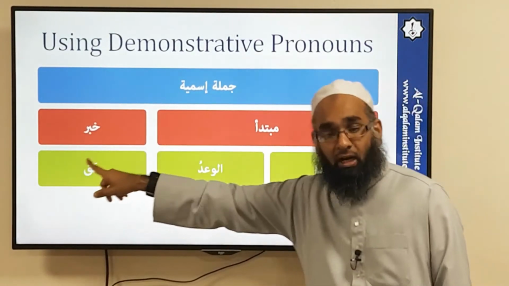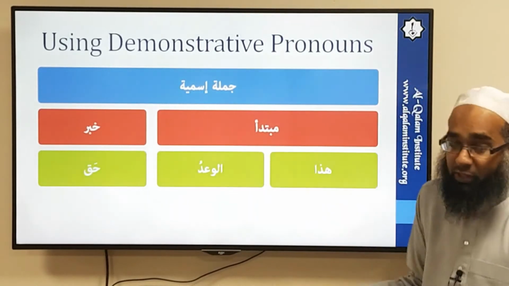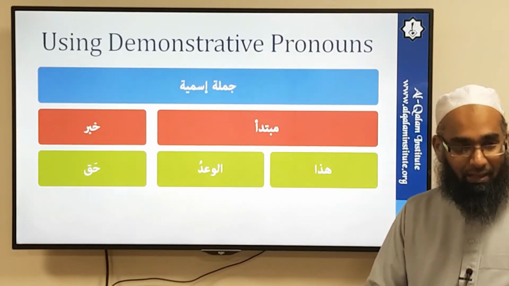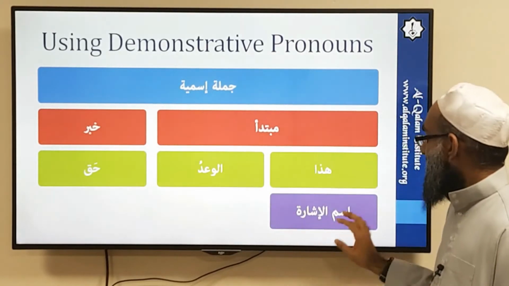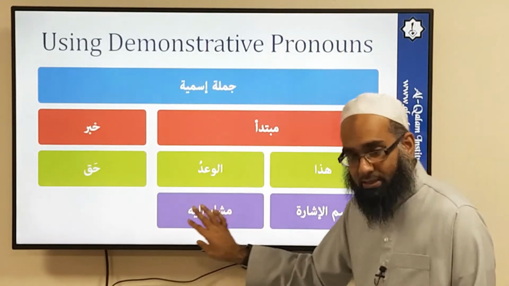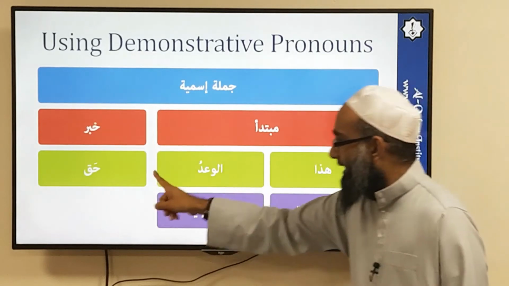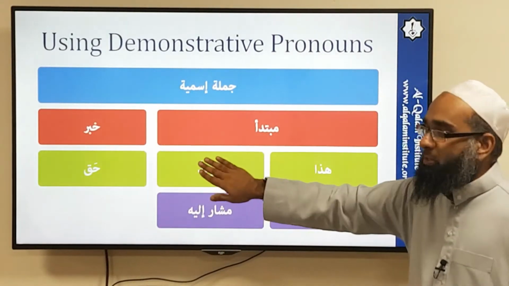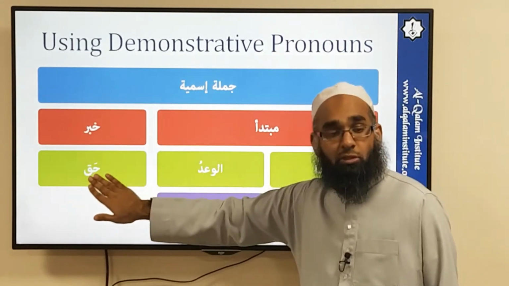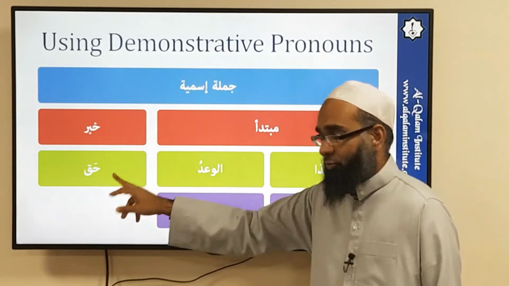هذا الوعد is haq. But because the mubtada is not one word, we need to further analyze it and say, well, what is this then? Two words, how are they linked together? We say this is اسم الإشارة and this is مشار إليه. The structure is: this wa'd is haq. It's a formula. So what is the translation? Wa'd means promise, and haq means true. So how do you translate the sentence? This promise is true.